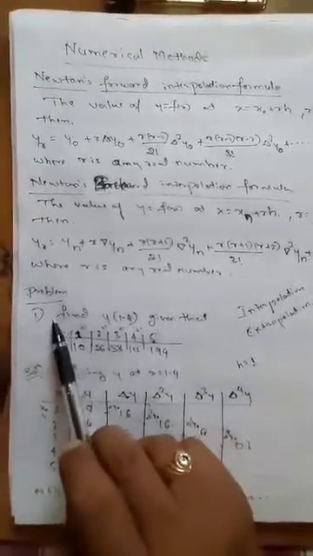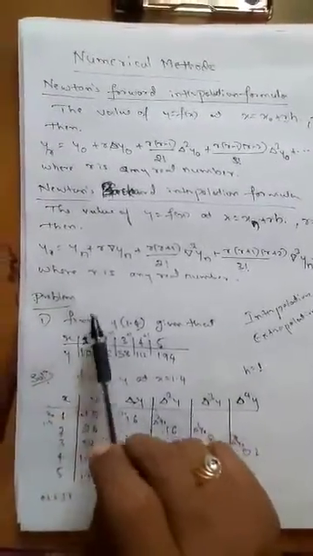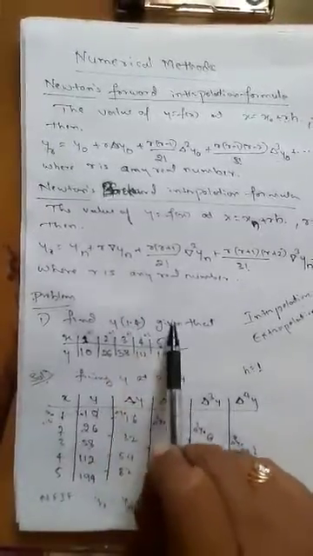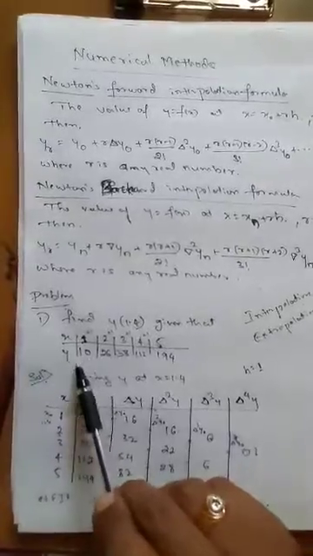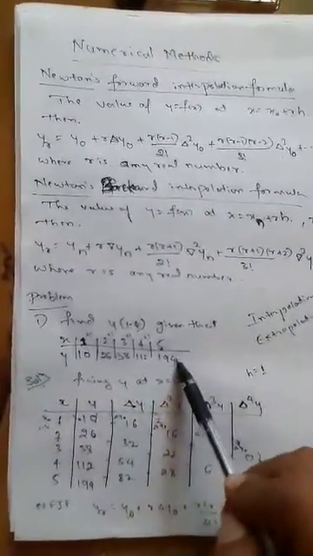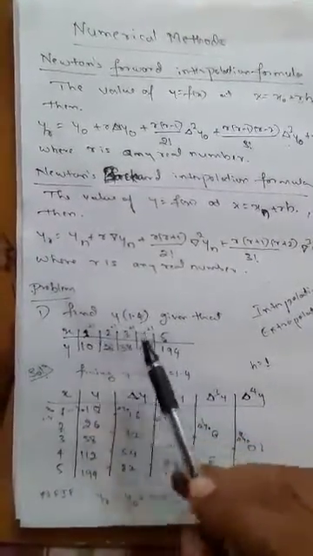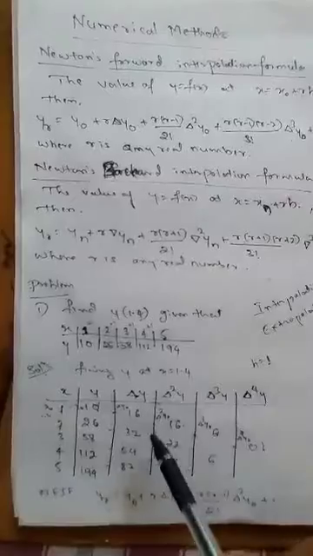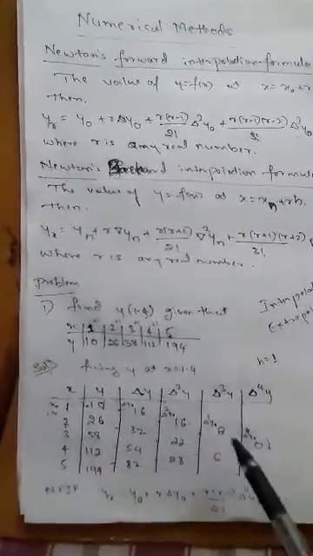Now let us solve one problem on this. Find y at 1.4, given that the x values are 1, 2, 3, 4, 5 and the y values are 10, 26, 58, 112 and 198. These values we have to apply in a table of the Newton forward interpolation. We call this a difference table.